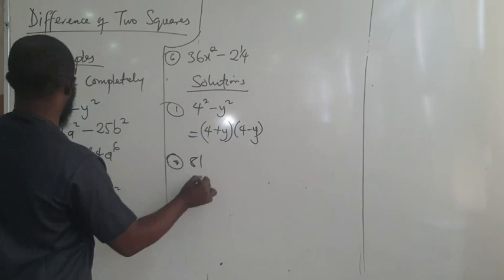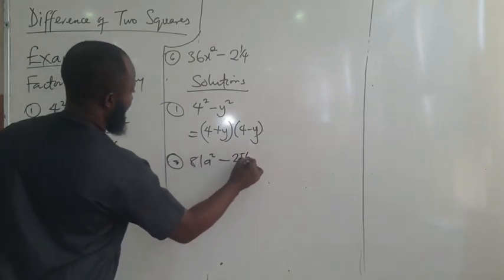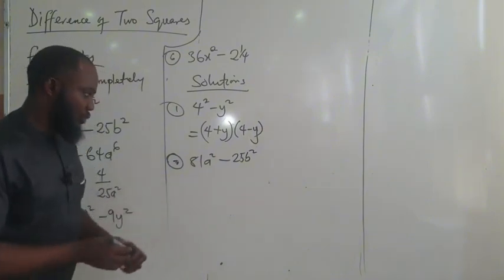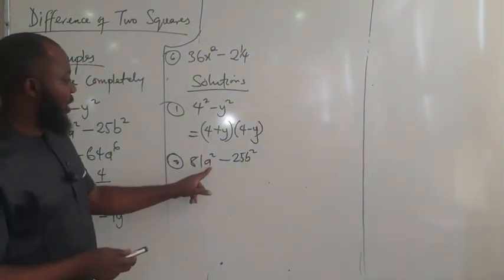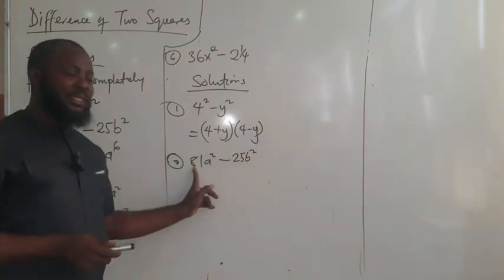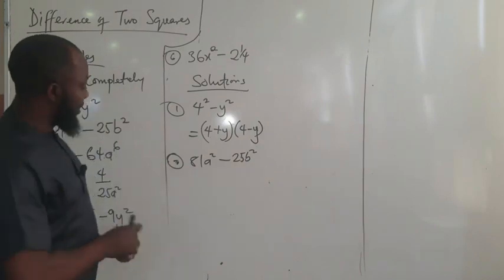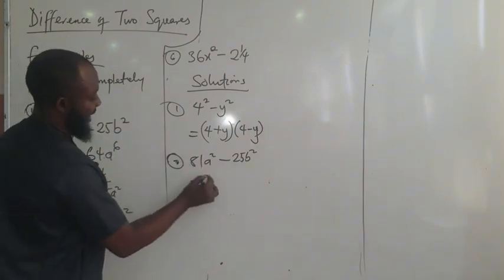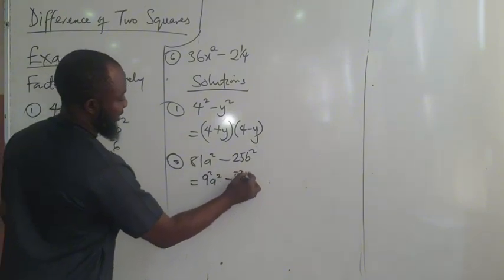So we have 81 a squared minus 25 b squared. The same thing with this one. If we look at it now, there's nothing that is common. But this one is a square, this one is a square. Can't we take this one to square? We can. We can as well take this one to square. So we can have this one to be 9 squared a squared minus 5 squared b squared.